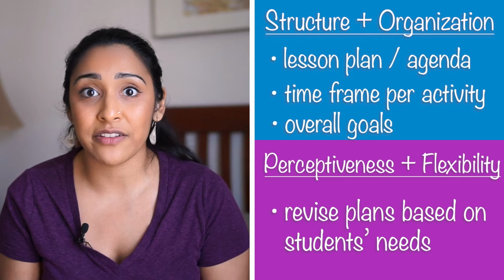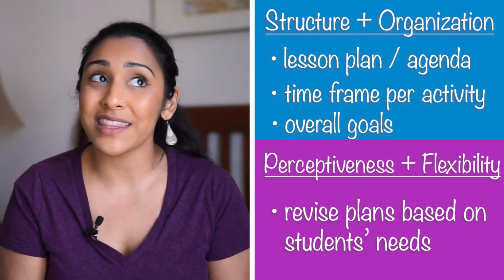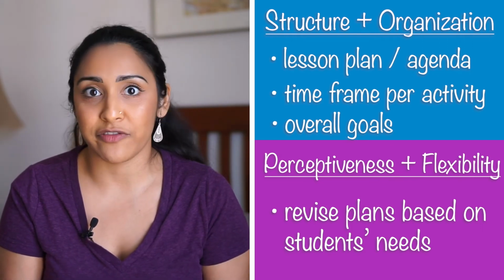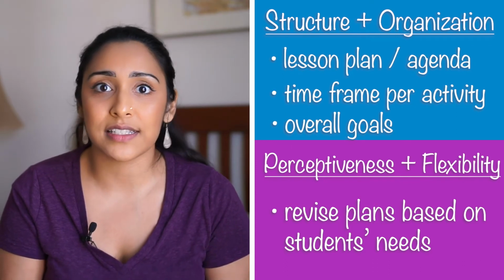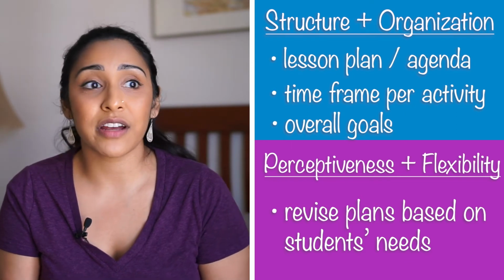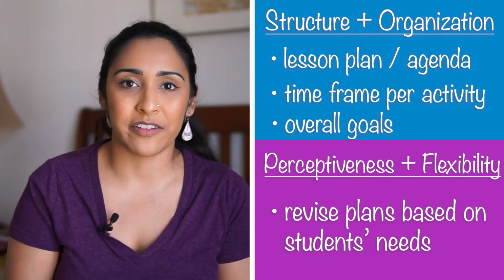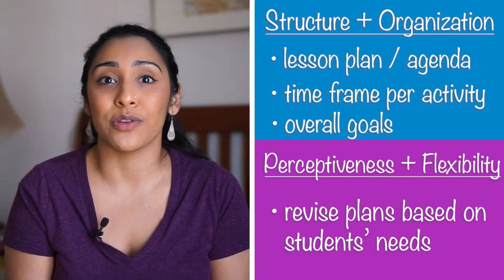On the other hand, if they seem to really be understanding the information pretty quickly, then move on. Don't be so rigid that you can't deviate from your plan at all. And also know the level of your students. Every class is different from each other. Every student is different from each other. So you have to add in this other element of perceptiveness and then be flexible with your plan and how you teach.